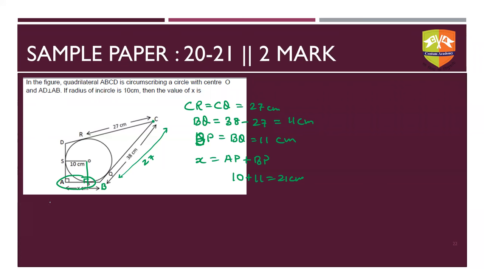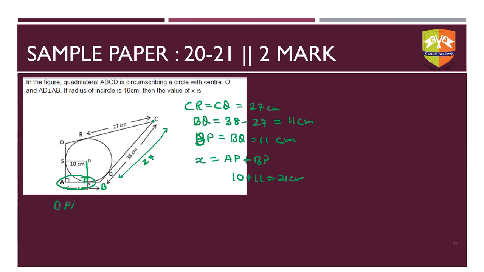But you have to also prove that AP is 10. So don't just write it, you have to prove why AP is 10. Why is AP 10? Can anyone tell me why AP is 10? So you can basically complete the square, drop a perpendicular or join OP. So OPAS is a square. Why is it a square?